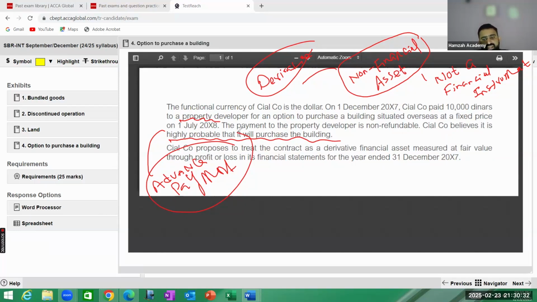So it will be recorded as an asset, and in assets, it will be recorded as an advance payment. Okay. So that would be IFRS 9.